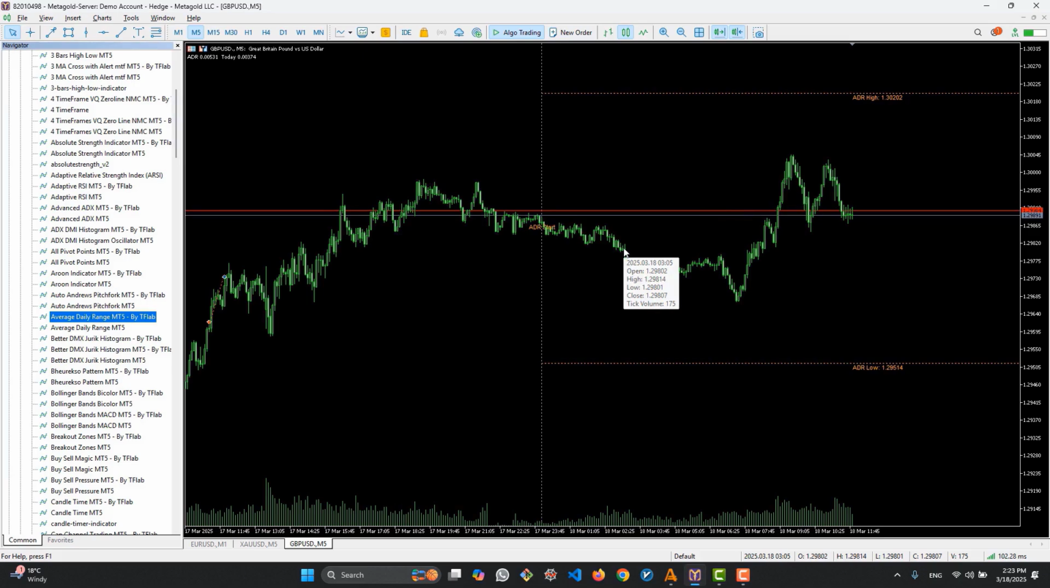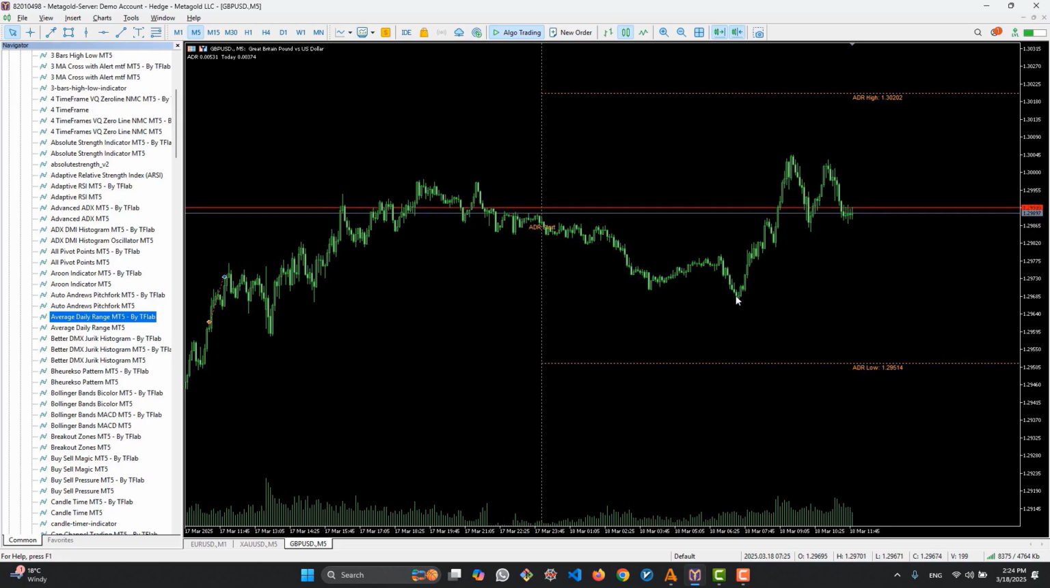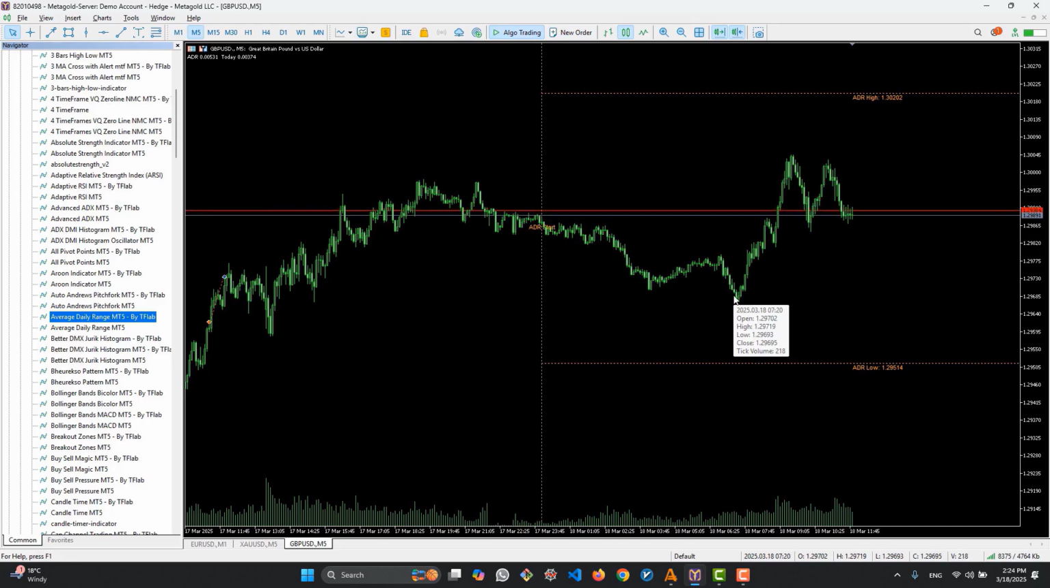This indicator helps us use the ADR indicator and the average daily range to roughly estimate where the price will be limited from above and below on the current day.